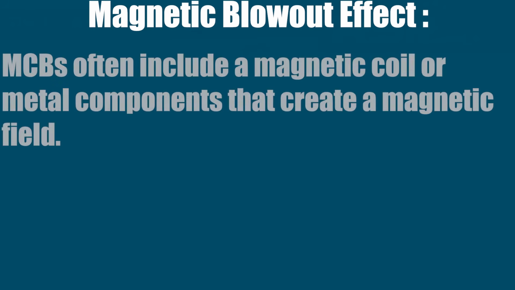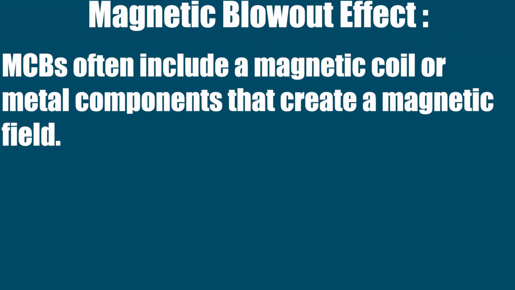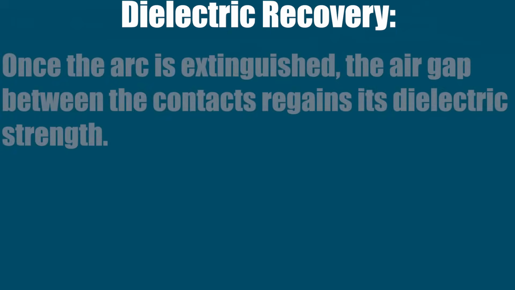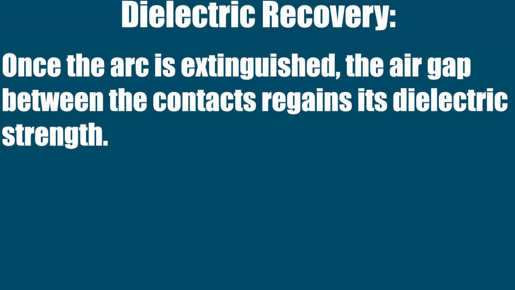Magnetic blowout effect. This is another feature. MCBs often include a magnetic coil or metal component that creates a magnetic field. This magnetic field pushes the arc away from the contacts and into the arc chute, aiding in faster arc extinction. Then there's dielectric recovery. Once the arc is extinguished, the air gap between the contacts regains its dielectric strength.